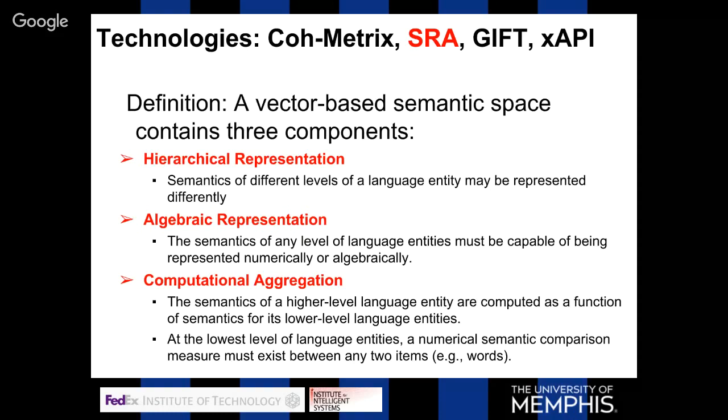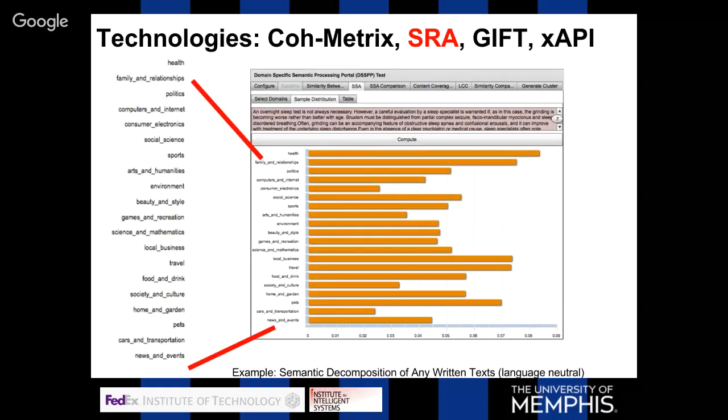The second axiom is algebraic representation, so we assume that you can represent it algebraically. The third one is computational aggregation. With these three principles, or axioms, you can make the following happen. This is not magic; it is a theoretical derivation showing that you're capable of doing this. I call it semantic decomposition.